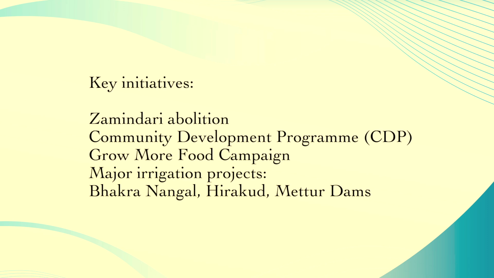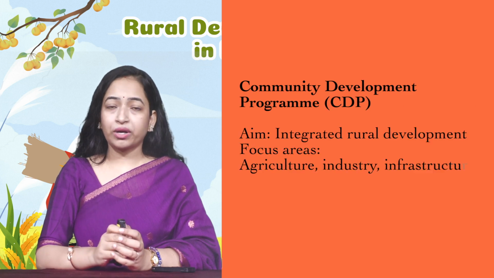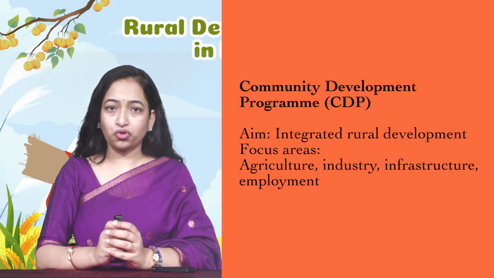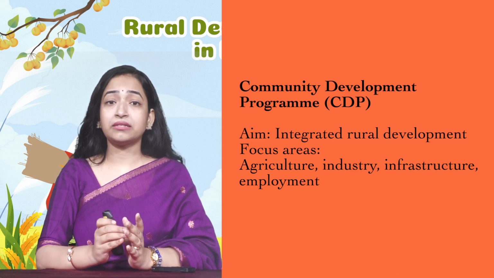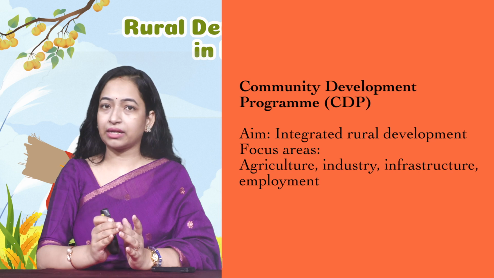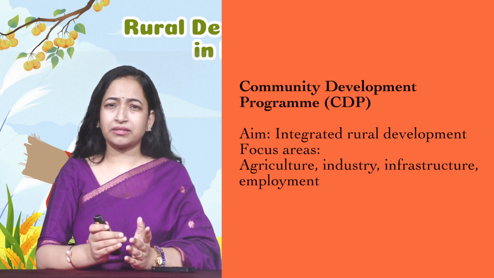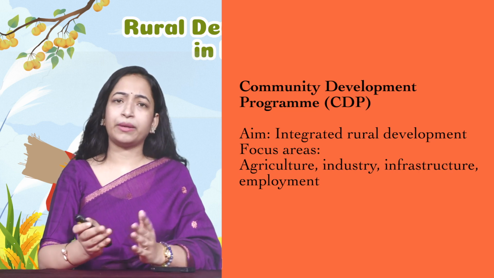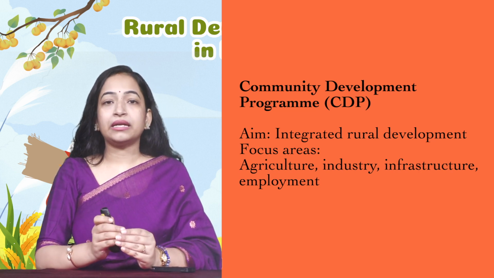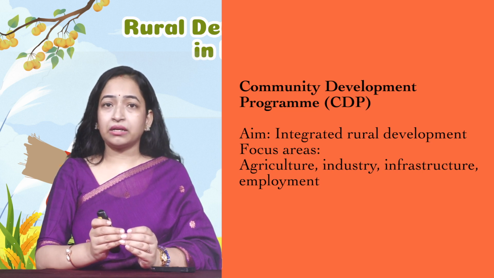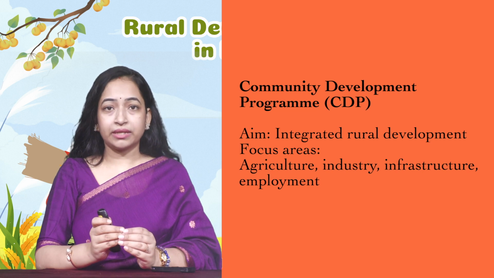The Community Development Program, also known as the CDP, was launched in October 1952, and the plan emphasized the integrated development of agriculture, irrigation, as I've already mentioned, and small-scale enterprises, transport, and also employment. Major irrigation projects such as the Mettur Dam, Hirakud Dam, and Bhakra Nangal Dam were undertaken during this period.